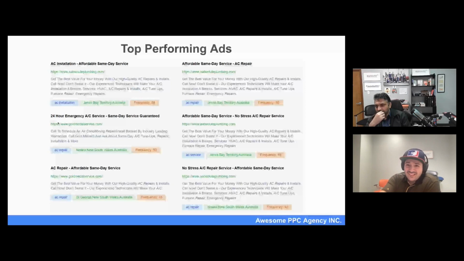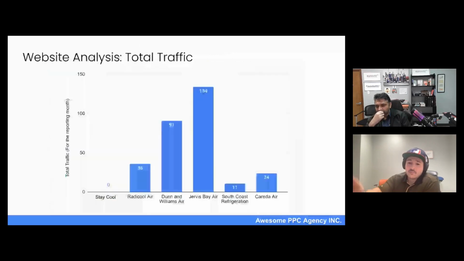Okay, so the next step is then to compare. So now we've talked about, hey, here's your competitive landscape. Here's the top performing stuff. Where do you fit in? This one gets really simple. It's saying website total traffic, and obviously my assumption here is that this is traffic from paid ads, because I'm assuming this website at least existed at some point.